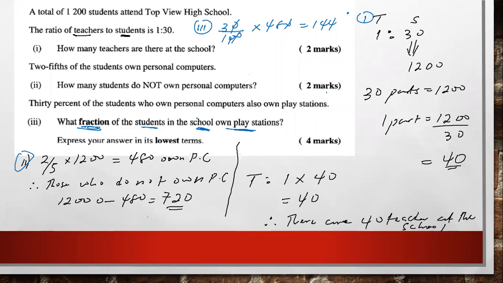First of all, you got those people who own a PlayStation, the 30% of them. This is the 30%, right? So the reference point is the students. So I'm going to say 144 divided by 1,200. You are writing it as a fraction of the students. Good. 12 goes here 12 times, 12 goes here 100. Then you break it down again. You can use 4. 4 goes here 3 times, 4 goes here 25. So you end up with 3 over 25 as your answer.